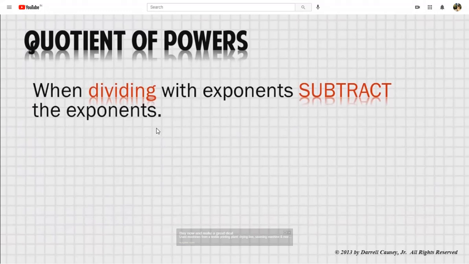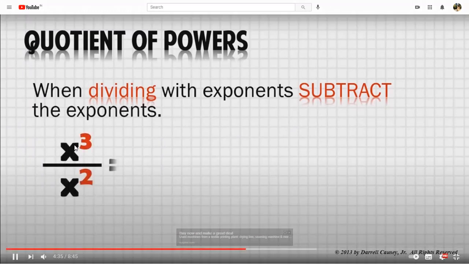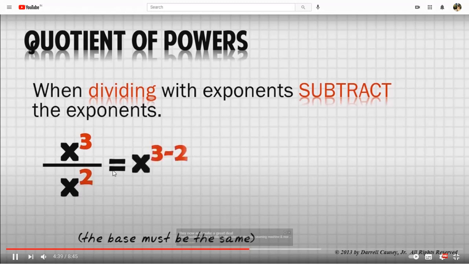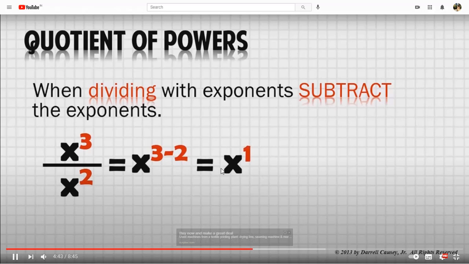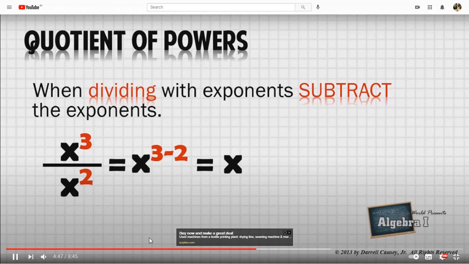When dividing with exponents, subtract the exponents. Another law, you see, x to the power 3 divided by x to the power 2 is equal to x to the power 3 minus 2, which is x to the power 1. Let us have a look at the proof.